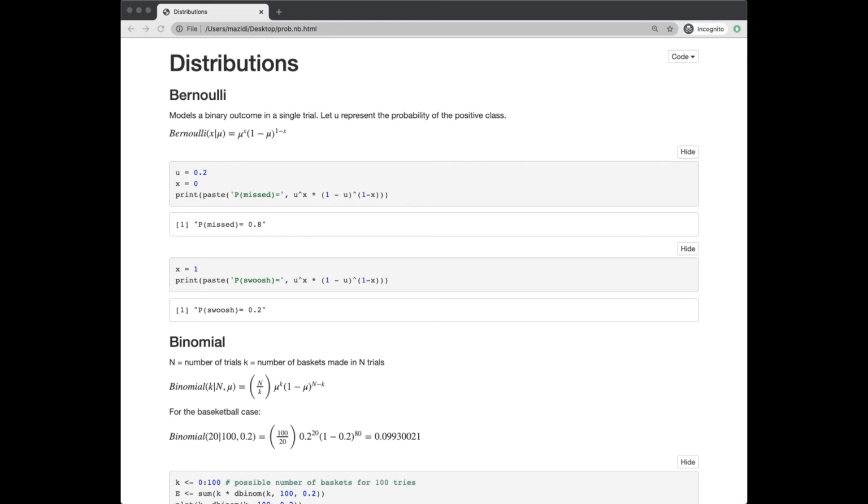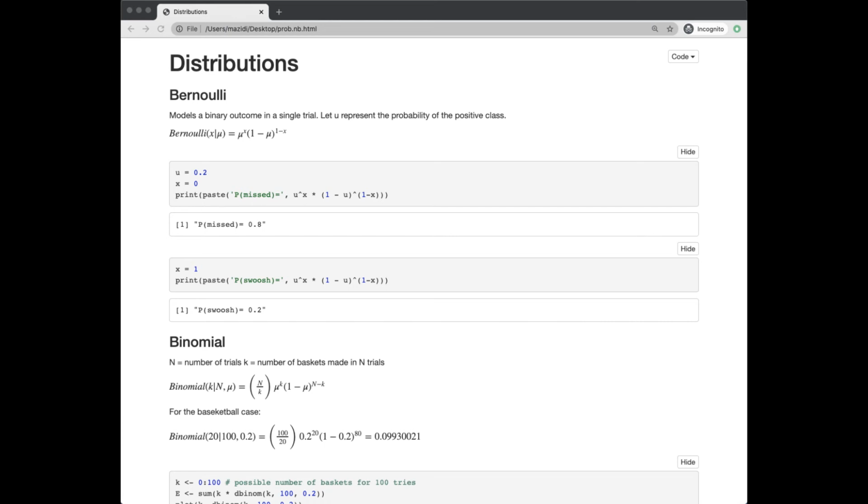Next, we look at probability distributions using R because R will give us a nice visualization. It's important to understand our data in terms of these distributions. First, let's look at a Bernoulli distribution. This models a binary outcome in a single trial.